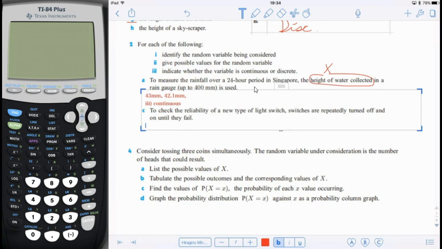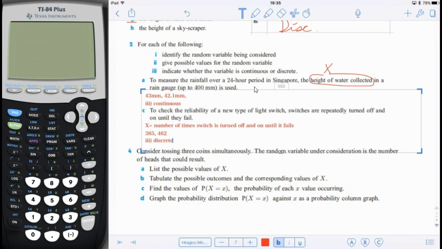C, to check the reliability of a new type of light switch, switches are repeatedly turned off and on until they fail. So in this case, maybe x would be the number of times the switch is turned off and on until it fails. Sample values would be 385 times or 462 times. And then is it discrete or continuous? It's discrete, right? Whole number values.